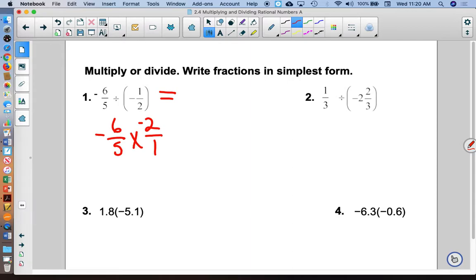Well, what is 6 times 2? And what is 5 times 1? What's it going to be? 5. And I know this is positive because it was negative times negative. Okay? Do I leave my answer as 12/5? No. What is the final answer then? Chance? Negative 2 2/5. Wait a minute, is it negative? Oh, no, it's positive. But my final answer has to be 2 and 2/5. Does everybody agree with that? Yes.